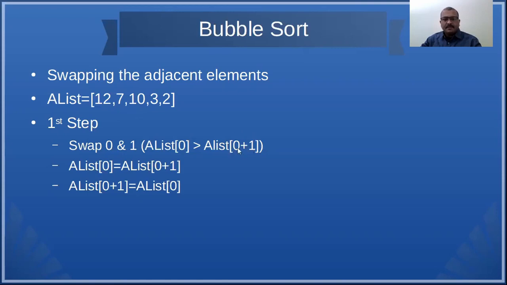0 plus 1 means 1, and what we are going to do is take the second value. If the 0 value is greater than the first value, then we are going to swap. The second value is going to be put into the 0 position, and the 0 value, the 12, we are going to put into the first array element.